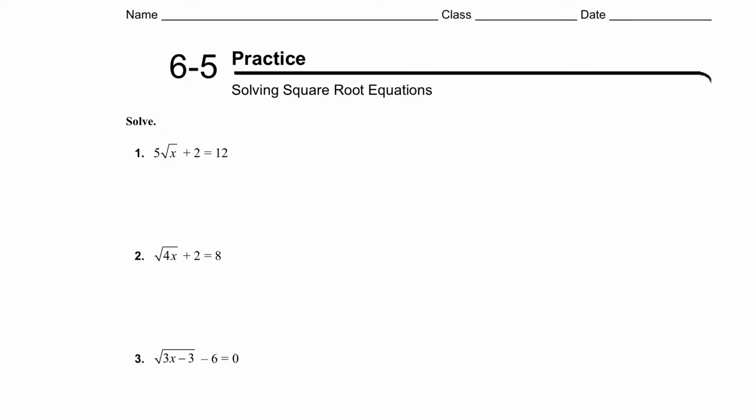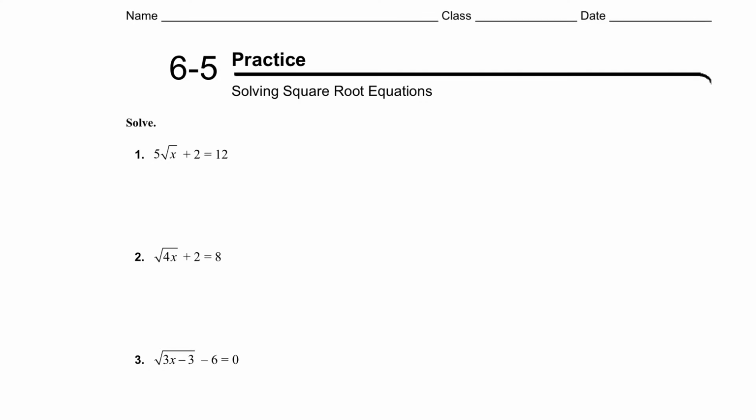I'm going to go ahead and solve this square root equation. We have 5 square root of x plus 2 equals 12. So the first step is to subtract 2. So you have 5 square root of x equals 10. Then divide by 5. So we have square root of x equals 2.